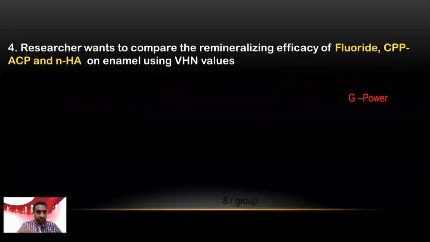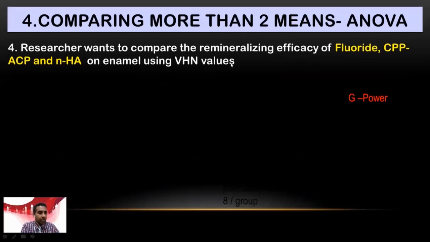I will do the sample size calculation for this example. Here, this is something similar to the previous design. The only difference is we have 3 groups: fluoride, CPP-ACP, and nanohydroxyapatite, using Vickers hardness number. The same in vitro design, but the only difference is you have more than 2 means, an ANOVA design.